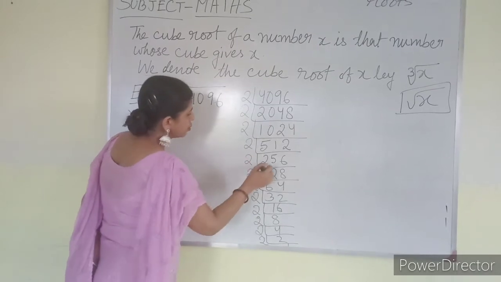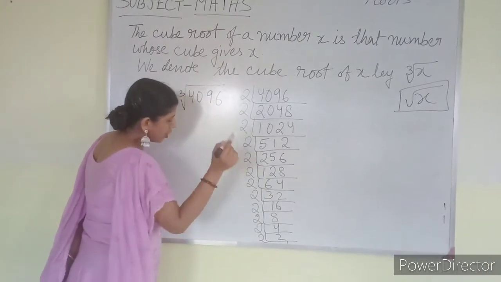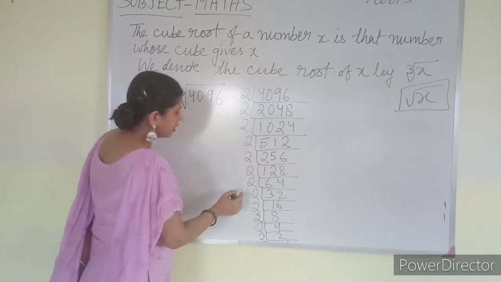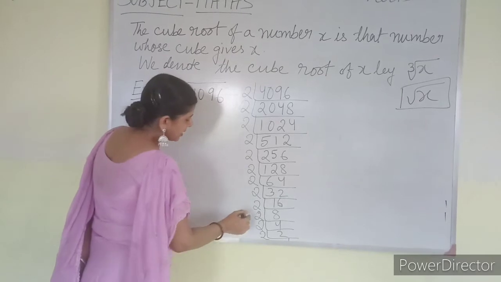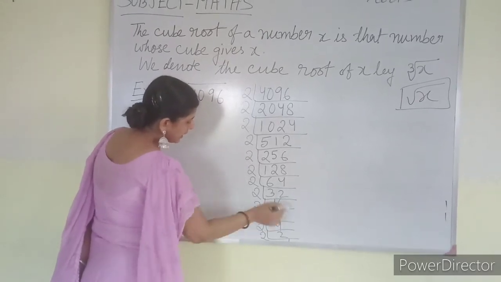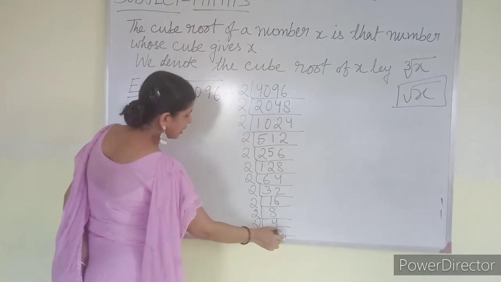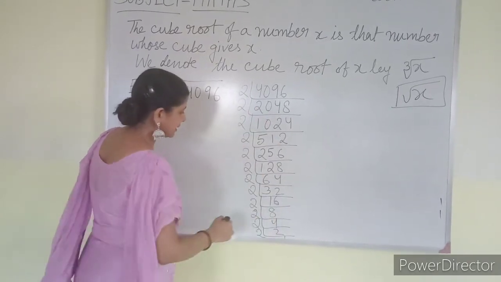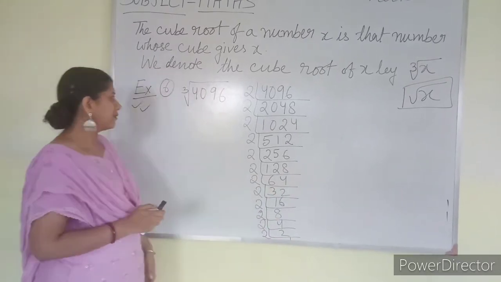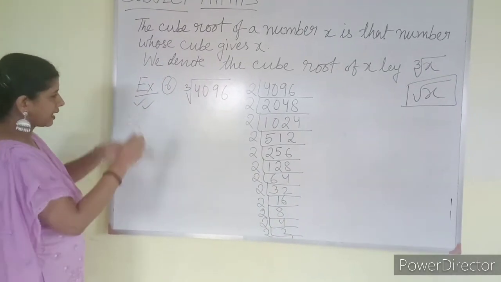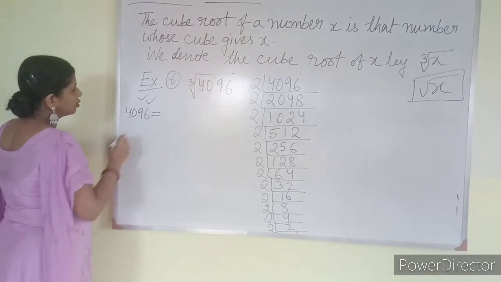Again divide by 2, 256. Again divide by 2, 128. Now divide by 2, 64. Divide by 2, 32. Divide by 2, 16. Divide by 2, 8. Divide by 2, 4. At last 2 is divided by 2, the answer is 1. So I have to proceed until 1 comes here. Now I will write down the prime factors, that is, 4096 equals what?